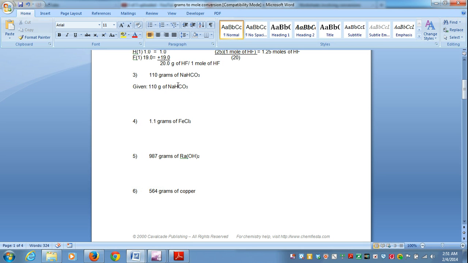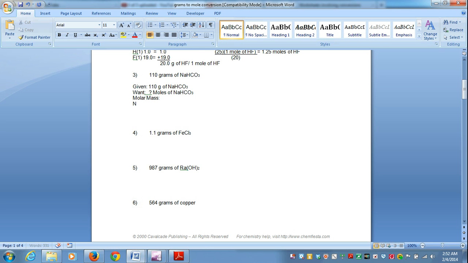And what do we want? Well, what we want is, again, moles of sodium hydrogen carbonate. And then from there, we need to determine first the molar mass of sodium hydrogen carbonate.